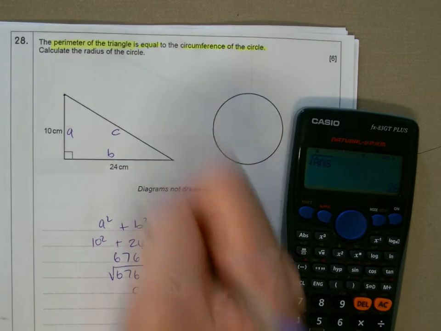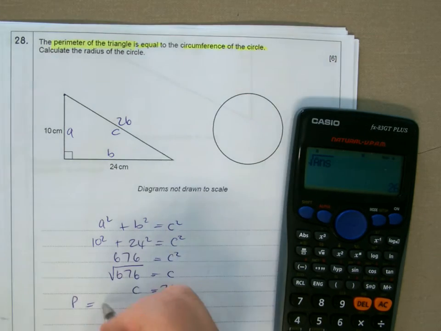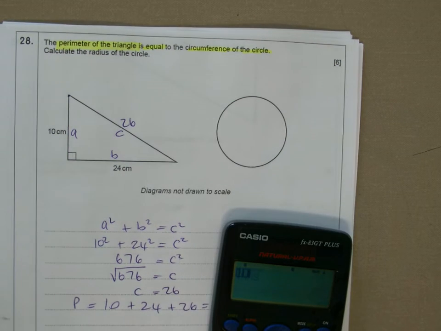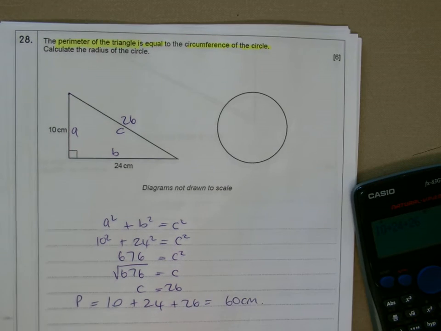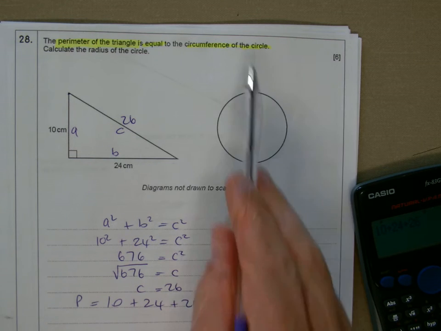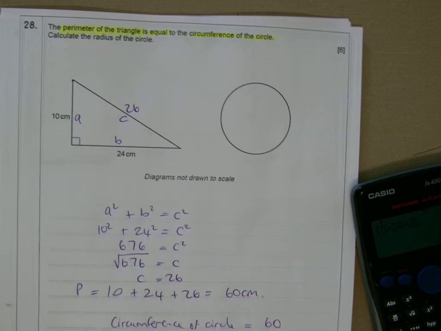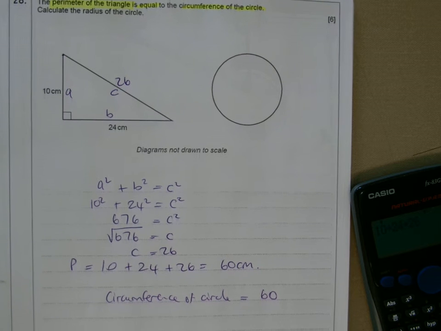C is exactly 26 there. So now I can work out the perimeter. So remember now, the perimeter of the triangle is these added together. So imagine walking around, so 10 plus 24 plus 26. So if I do that, I get out 60 centimeters. So that's the perimeter. And we're told that the circumference of the circle is equal to 60. Okay, that's what they told me. We're told that it's the same as the perimeter of the triangle.